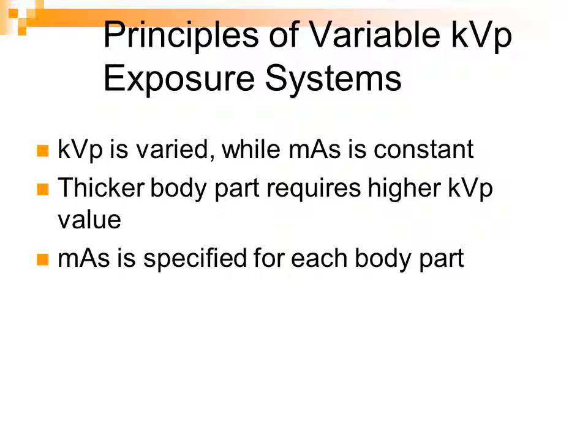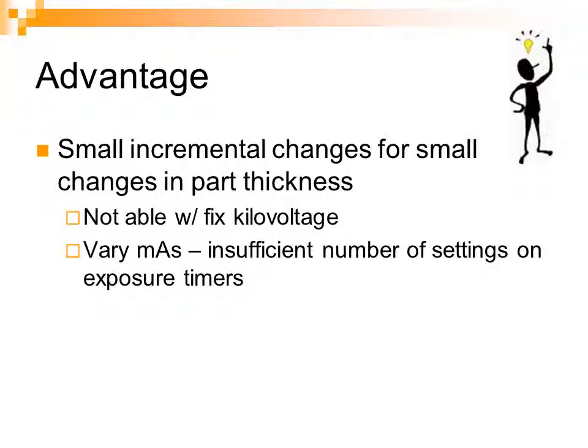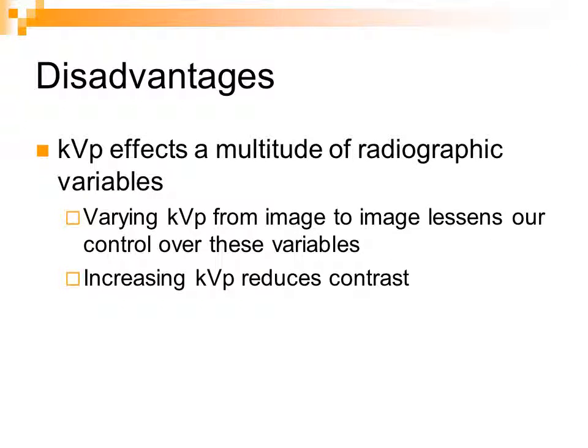Principles of variable kVp exposure systems. kVp is varied, while mAs is constant. The thicker the body part, the higher the kVp value required. mAs is specified for each body part. Advantage: small incremental changes for small changes in part thickness. Not able with fixed kilovoltage, which varies mAs, with an insufficient number of settings on exposure timers. And you have a table in your book, 32-5, that gives you an example of those variables.